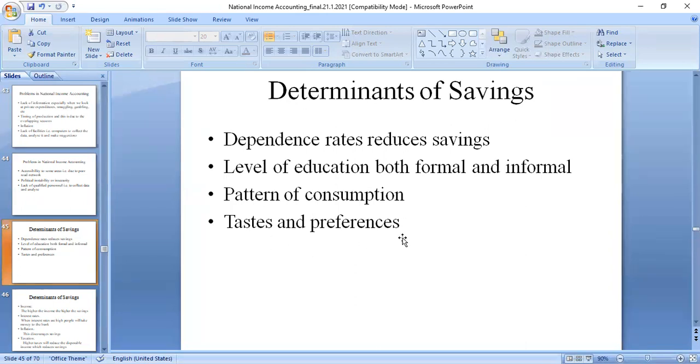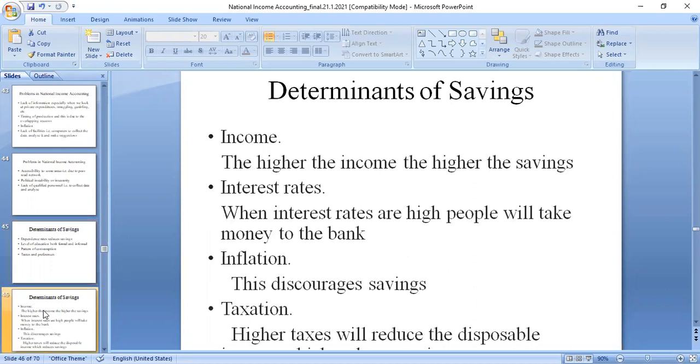Then tastes and preferences. You may find that your taste as an individual for luxurious things, clothes and so on, is low. So at the end of the day, you will not be extravagant, you will save, contrary to a person who, when they see a new shoe, they want to buy it, even if it's not relevant. Then the income of an individual also determines the level of that person's saving. Of course, the higher the income, keeping other factors constant, the higher the level of saving.